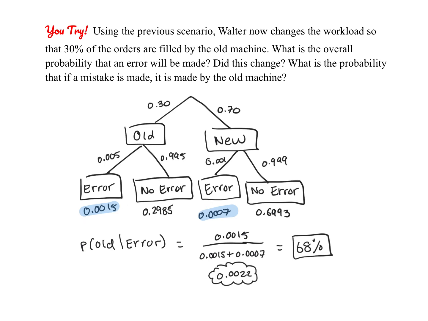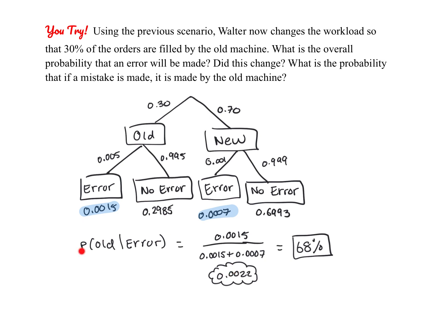All right, so let's look at this new scenario. Again, the thing that has changed was kind of the split of the workload. So now the old has 30% of the orders and the new has 70%. So you can see when we do that, if you find the probability that it's old and makes an error and new and makes an error, and you add those up, it's 0.22% now. So it is a little bit higher than in the last example.